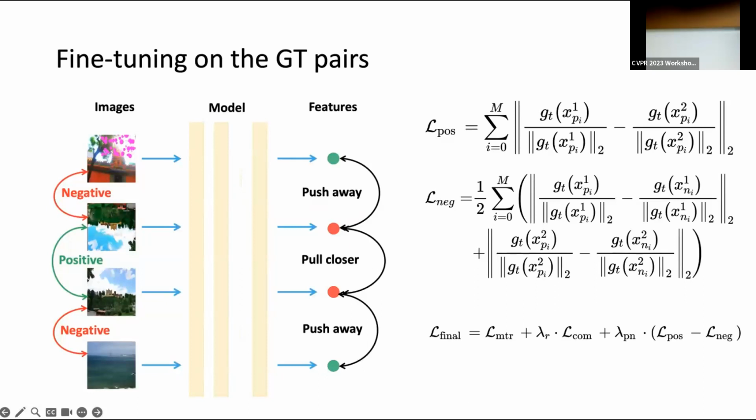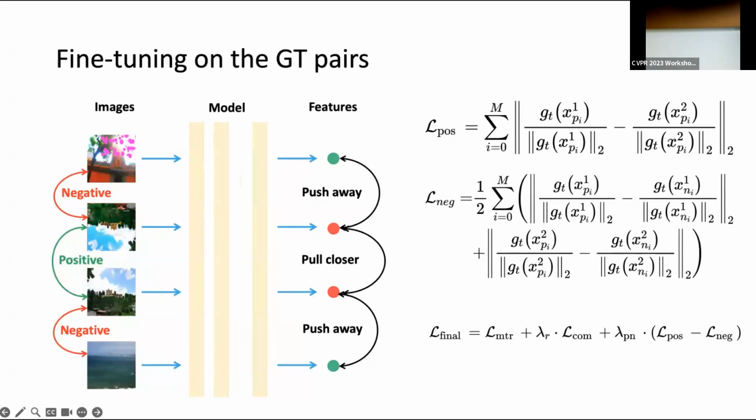You can see the positive pair's distance is obtained from the Euclidean distance of two new networks, and the negative pair is also obtained from the Euclidean distance between a positive one and a negative one. Then our final loss equals the L metric, that is the cosface, and the L compatible that is introduced before, plus L positive minus L negative.